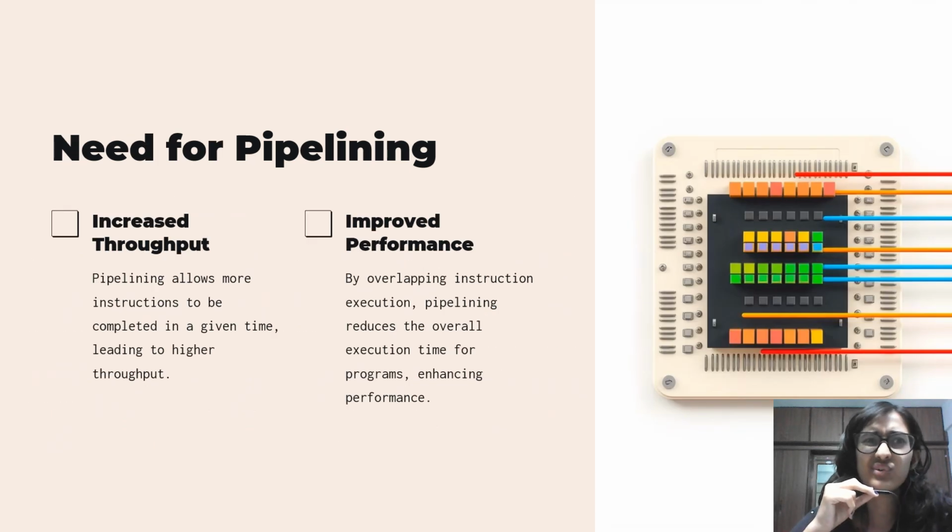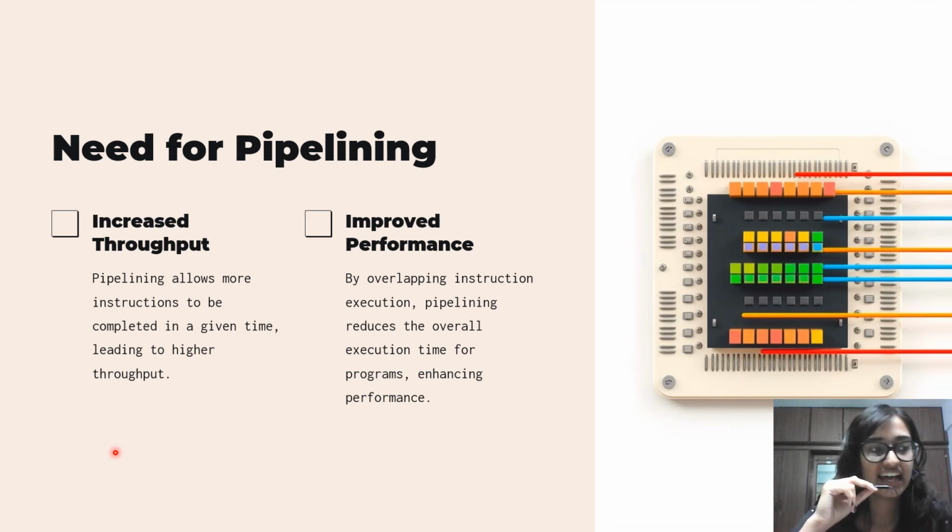But why are we going through all this effort in the first place? Why are we dividing an instruction into 4 parts? What is the need of pipelining? Now, the two main things are increased throughput and improved performance, which are very technical terms, so let me explain them for you. Increased throughput means that a lot more instructions can be completed in a shorter amount of time.